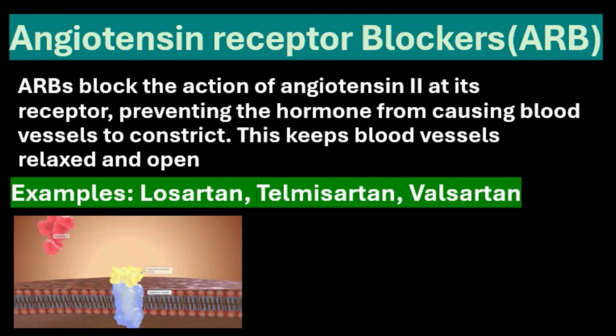Then the next category is angiotensin receptor blockers, or ARBs. ARBs block the action of angiotensin II at its receptor, preventing the hormone from causing blood vessels to constrict. This keeps blood vessels relaxed and open. Examples: losartan, telmisartan, valsartan, etc.